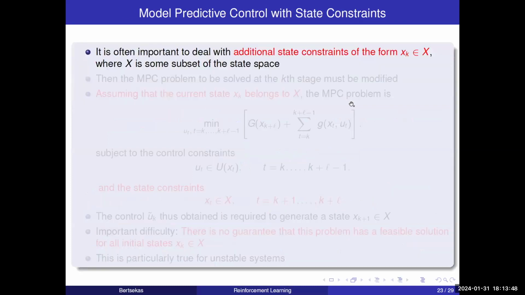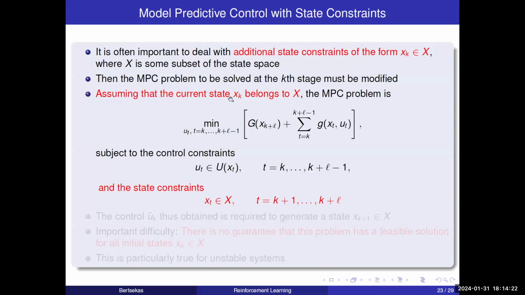So let's go to the issue of state constraints. I gave you earlier the example of the car trying to go on a given trajectory. It's obvious that state constraints can be very important in a number of control settings. So how do we modify the problem? Suppose that we have constraints of this form. Xk must be in some subset of the state space. Then the MPC problem that has to be solved at the k stage must be modified to incorporate the state constraints.